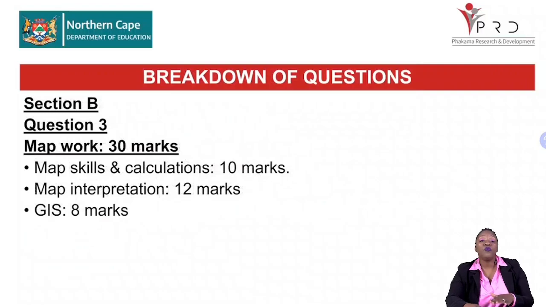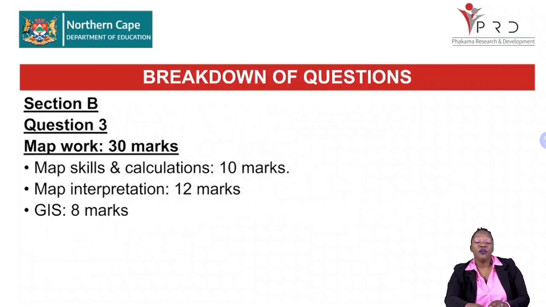Then you move to section B, which is your question 3. Under section B, you will have your map work. The further breakdown of the map work mark allocation, you will have your map skills as well as your calculation. It will be the total of 10 marks. And then your map interpretation, it will be 12 marks. Remember, when we talk about the map interpretation, you're going to interpret what we have learned in the settlement as well as the economic geography and what you see in the map that you are given.